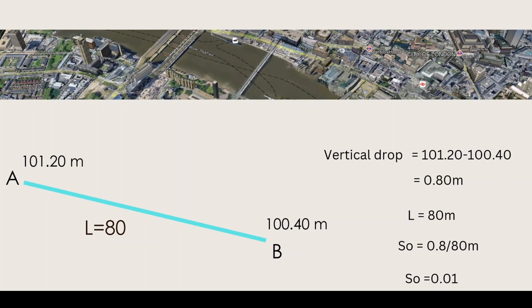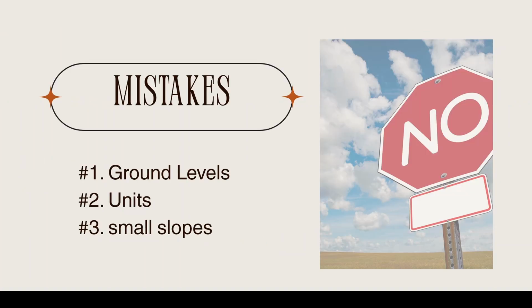Now this 0.01 is in decimal form, which equals a 1% slope, or a 1 in 100 slope, or the slope is just 0.01 meter per meter. So for every 1 meter you extend, the level changes by 0.01 meter. A slope of 1% is usually suitable for small drainage pipes because water flows well and sediments are less likely to settle. Let me address for you the common mistakes that we face when coming up with a slope.